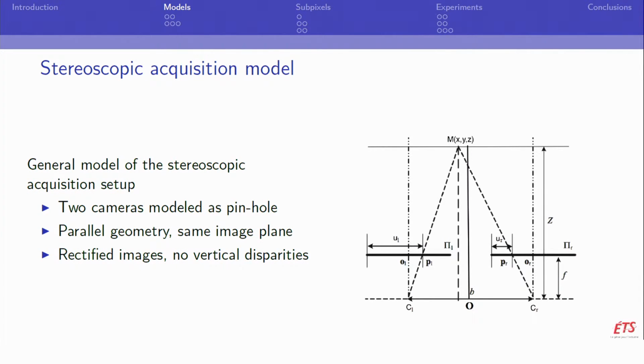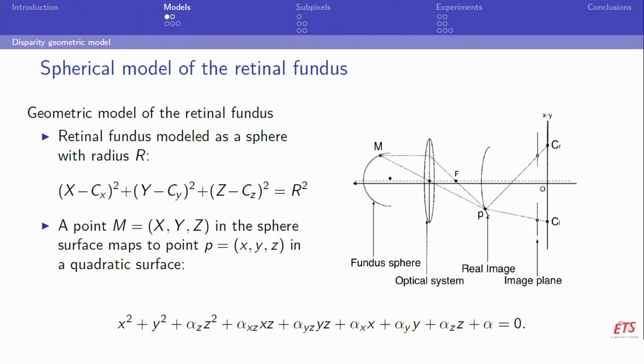So we decided to start looking at stereo images of the fundus. We have two images captured by two cameras, and then we extract the disparity in order to do view synthesis and generate new views for visualization. The acquisition system is very simple. We are not complexifying this. Just two cameras, a pinhole model, a parallel geometry, and we are working with rectified images. So we don't have vertical disparities; we are just looking at horizontal disparities.